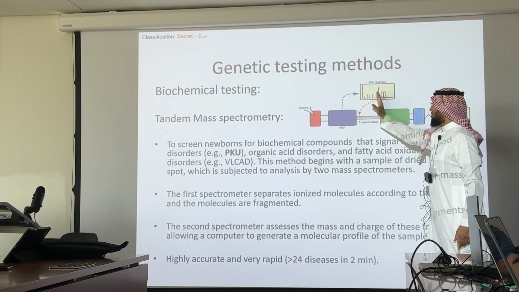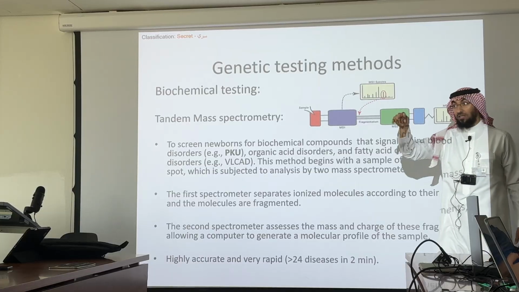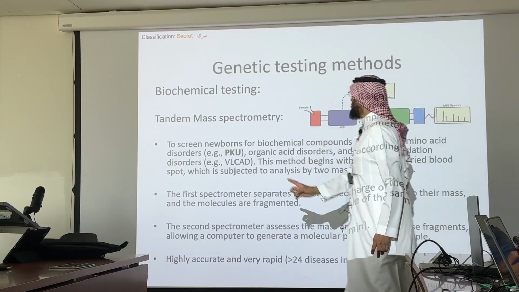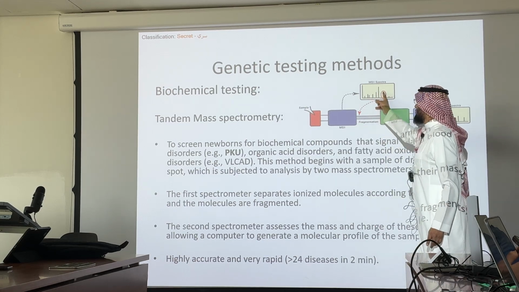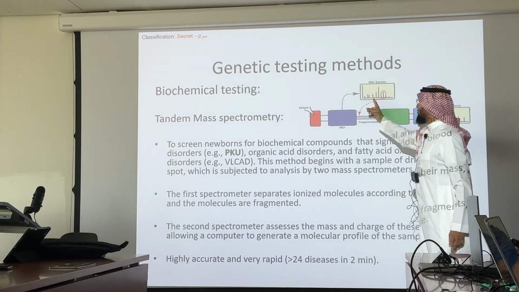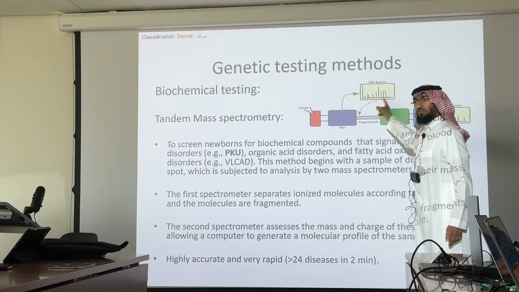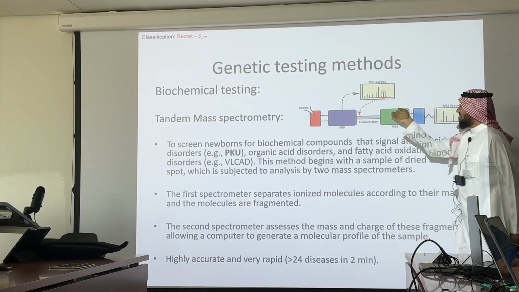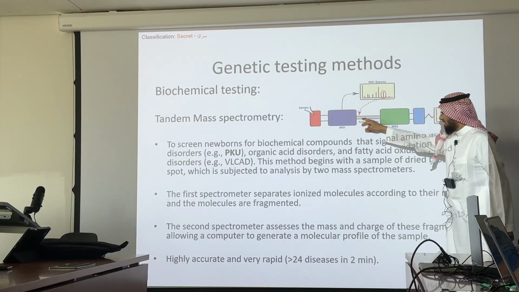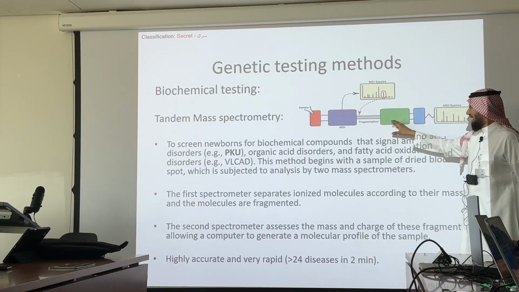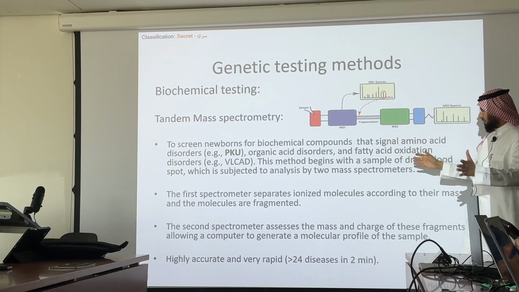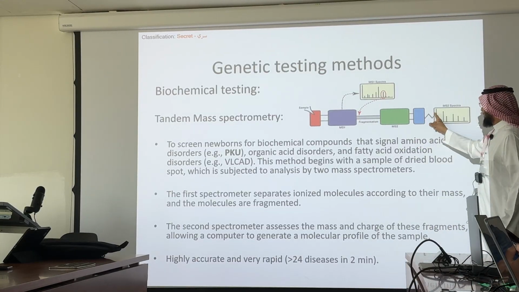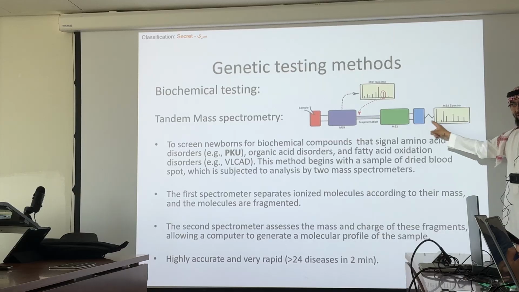And you know the mass of every compound. By knowing the mass, you know that this is phenylalanine. I know the mass of phenylalanine, so this peak is phenylalanine, for example. And this is tyrosine, and you know all the compounds. The second spectrometer will further fragment the compounds and categorize them based on their mass and charges. And you end up with the final diagram.